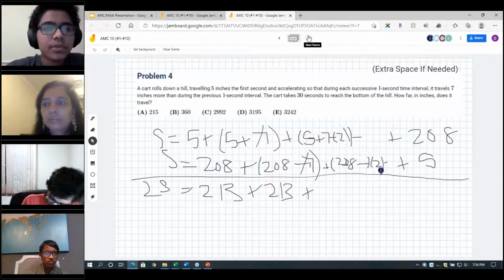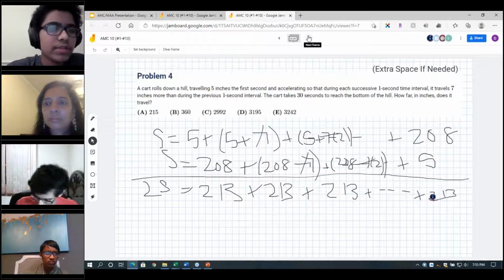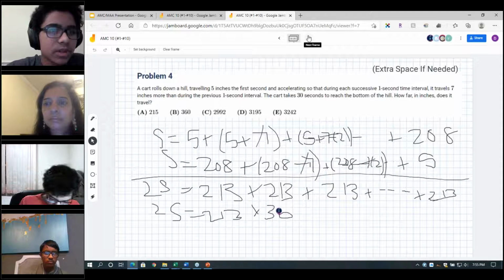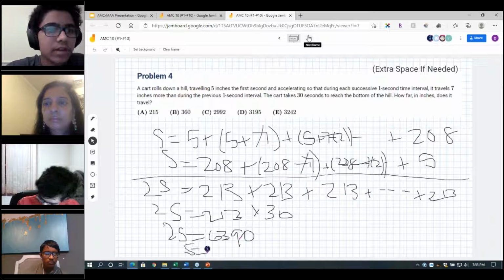And this will happen for 30 terms. So on the left, you're just left with 2S equals 213 times 30. This we can quickly calculate. 2S equals 6390. So our sum, which is our total distance, is 3195. So our answer is D.